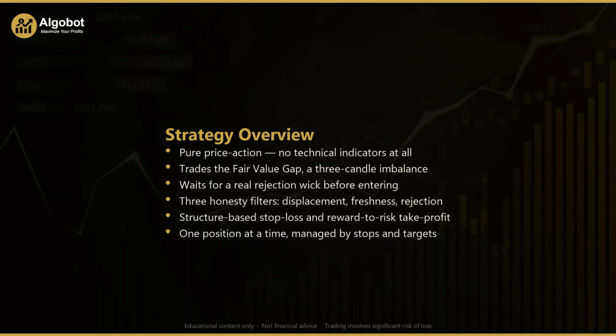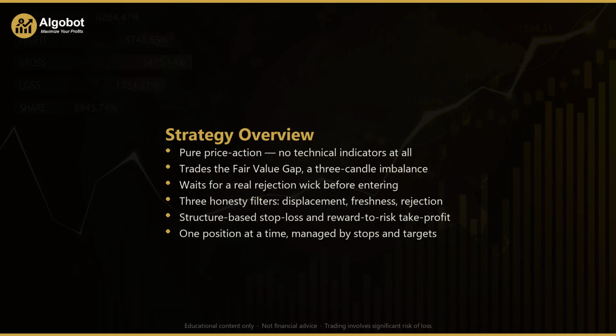The EA keeps the signal honest using three filters. The first is displacement, which means the middle candle of the trio must have a large body relative to recent average range, proving a real impulse created the gap. The second is freshness, which means the gap must be mitigated within a limited number of bars, and it is discarded if price closes fully through it. The third is the rejection wick itself, which must dominate the candle body on the mitigation bar.